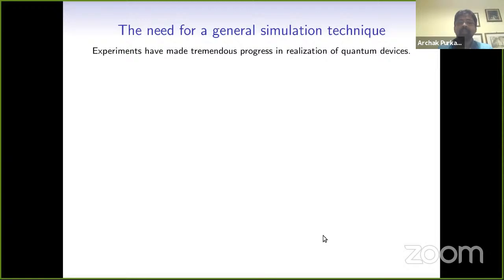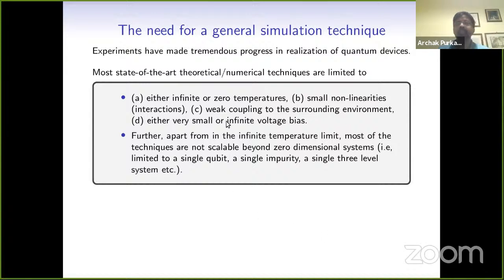Now, experiments have made tremendous progress in the realization of various quantum devices recently. However, most state-of-the-art theoretical or numerical techniques are limited to certain regimes: either infinite temperature or zero temperature, and small non-linearities. If the system is linear, you can do a lot of things, but if the system has some non-linear terms, which I will refer to as interactions later, then it's difficult.